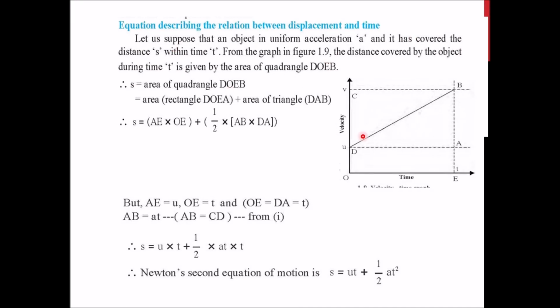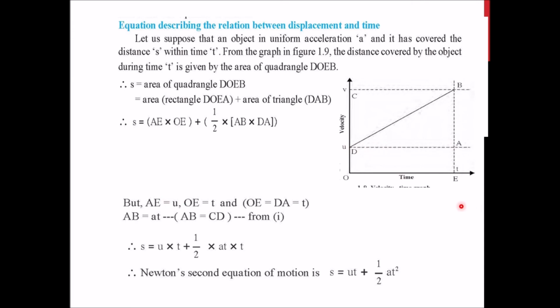Next, we are dealing with the equation describing the relation between displacement and time. I'm putting up this figure again so that you will be able to understand. It is the same figure we have already explained. Now this will be much easier because the first part, the relation between velocity and time, we have already explained. Just go through it one more time. If you pause this video and check it one more time, you can understand it better.